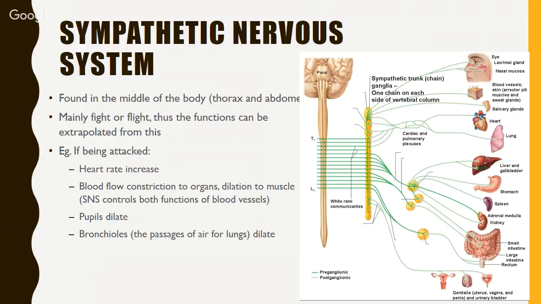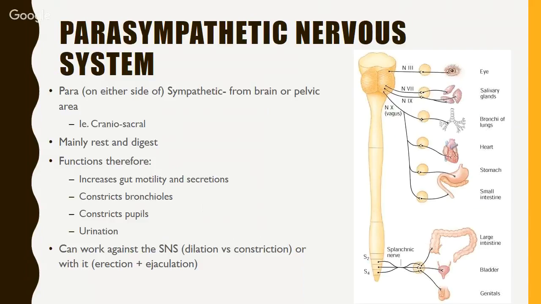Then your pupils dilate. That's also sympathetic. Your bronchioles, which are the passageway for your lungs, dilate as well, so that more air can get into your lungs. That's all sympathetic. It's very easy if you remember fight or flight: you can kind of derive all the functions. Sorry, I said sympathetic, yeah, cool.